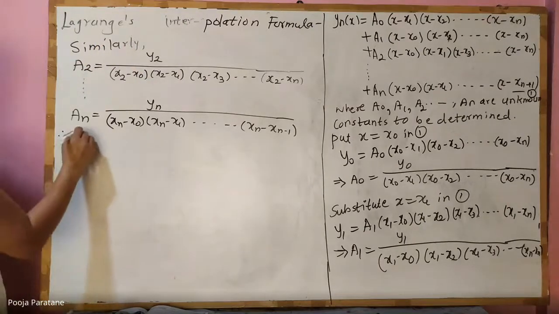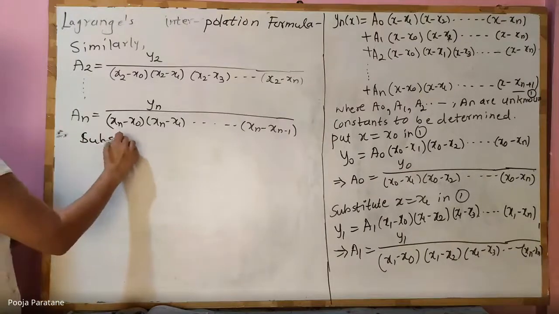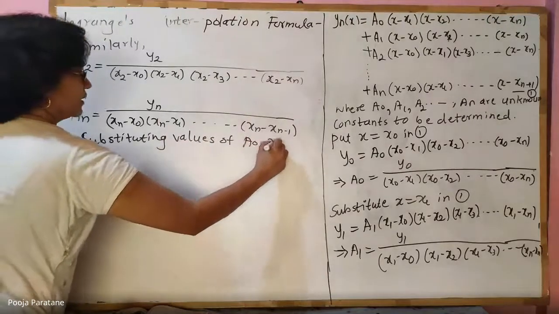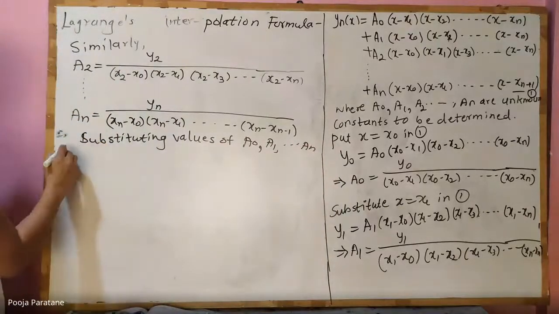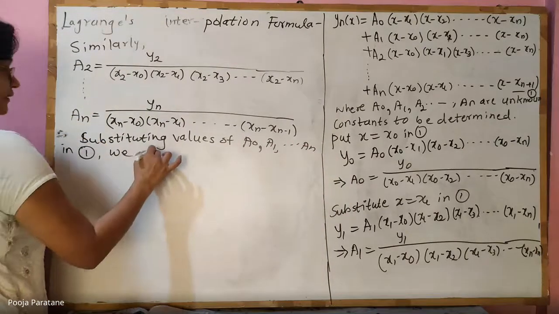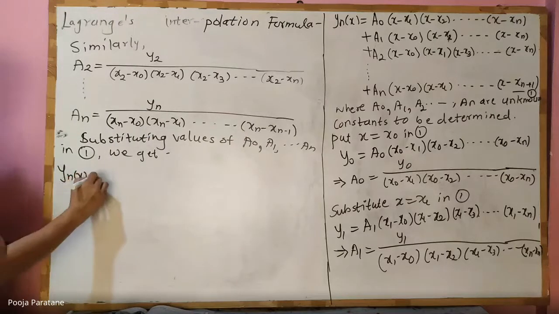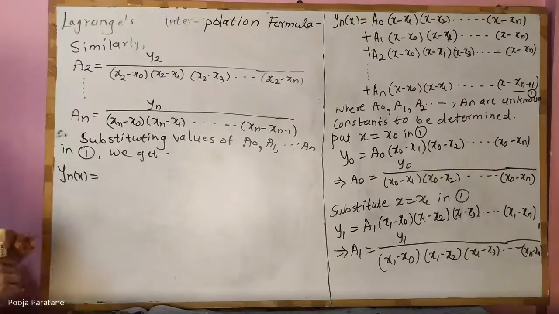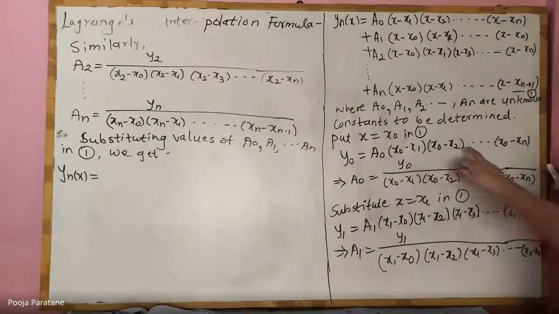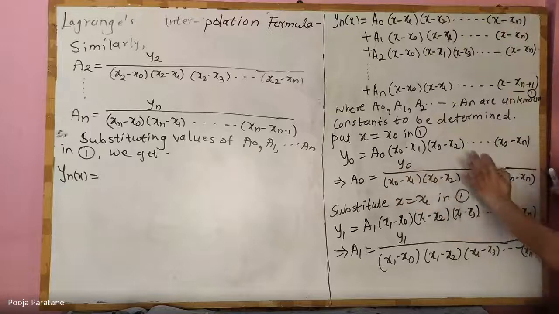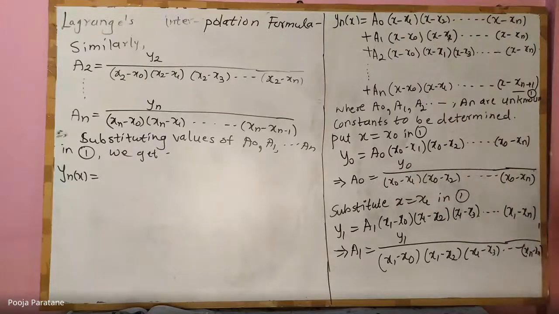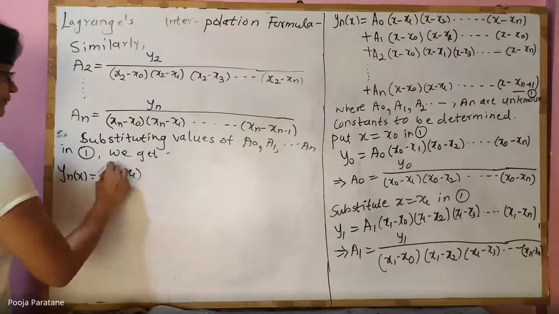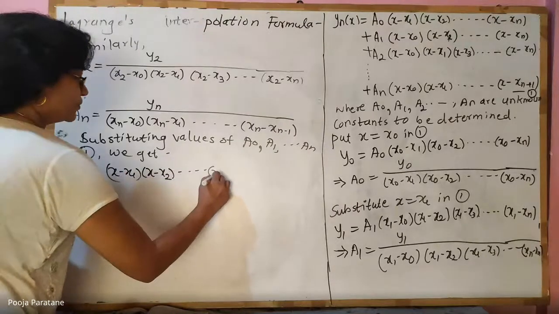So therefore, substituting values of a0, a1, an in 1, we get y of x is equal to, now the value of a0 is y0 upon this whole expression. So let me combine this expression, means y0 I will put aside here, this is 1 upon this, and this whole bracket I will write it here, so that it is easy to remember this formula. So let me write this, what is the coefficient of a0? x minus x1, x minus x2 up to x minus xn.